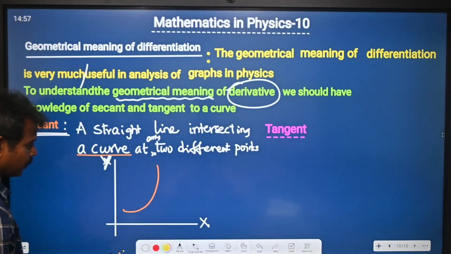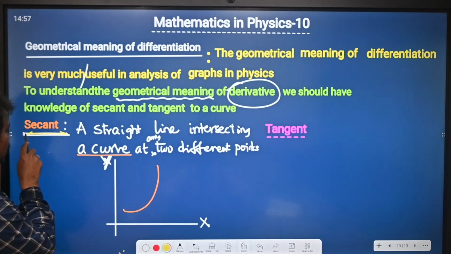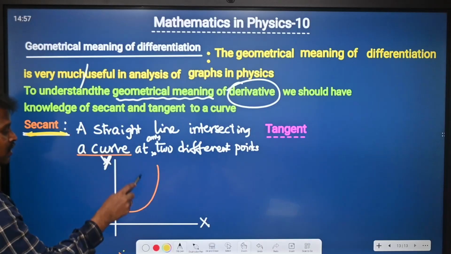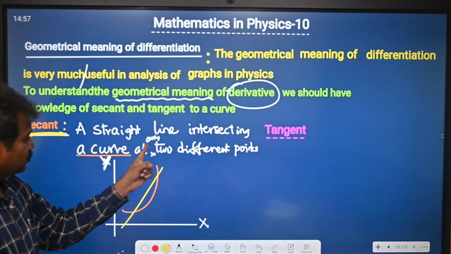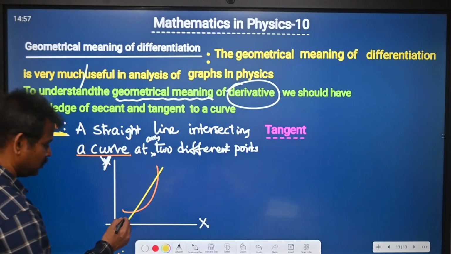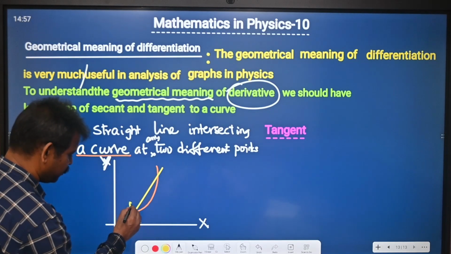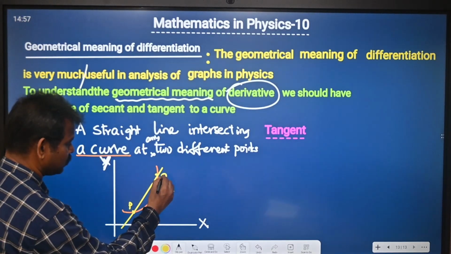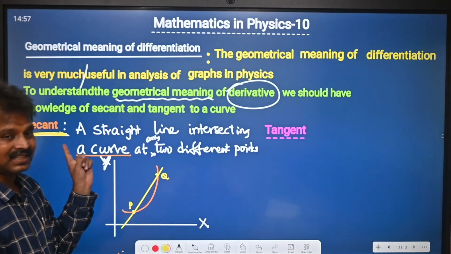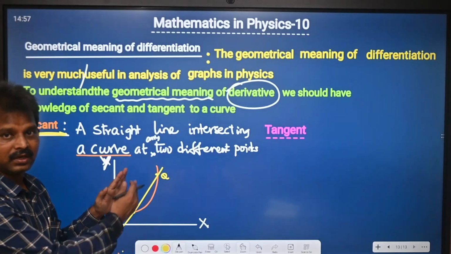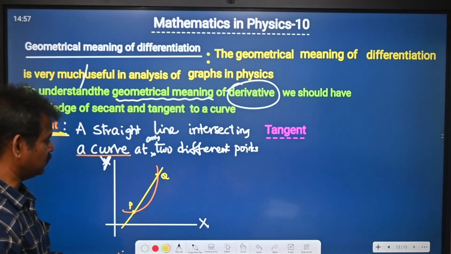To this curve, if we draw the secant, a secant is a straight line intersecting the curve at two different points, any two different points. So let me take this point as P, this point as Q. This yellow color line is called secant. So secant always intersects the curve at two different points.